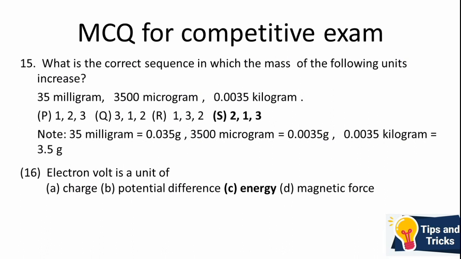So in the increasing order, if you write, then it will be 3500 microgram, 35 milligram and 0.0035 kg. So the correct option is option C.